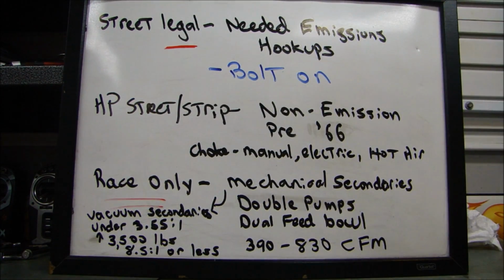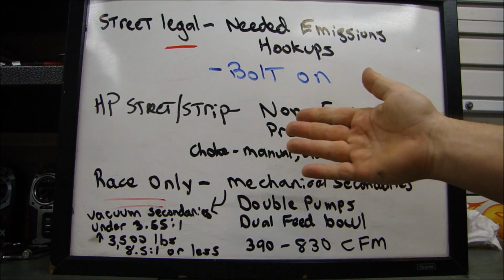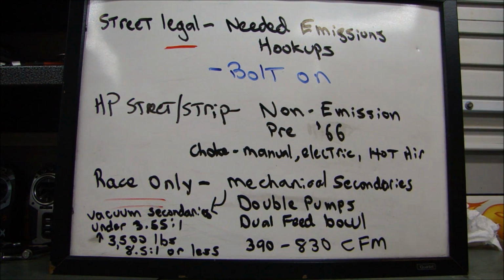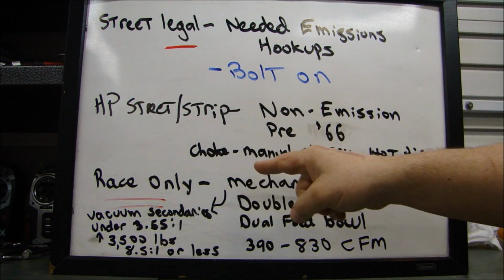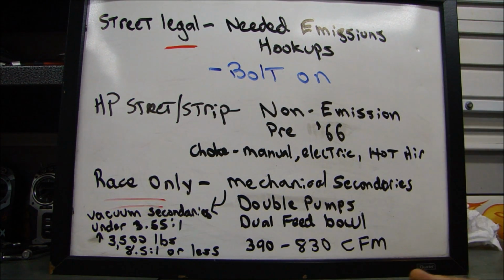A high-performance street strip carburetor is going to be non-emissions. It's not going to have the same hookups. It's a pre-1966 kind of carburetor where it didn't have those things. The choke on that carburetor is going to be manual, electric, or a hot air choke, where you have the heat riser off the manifold to pull the choke closed when the engine's cold.